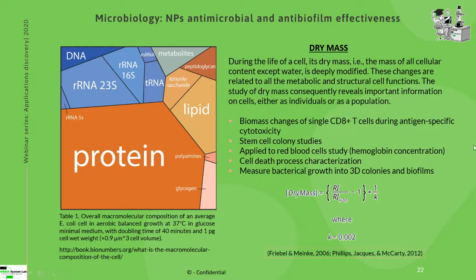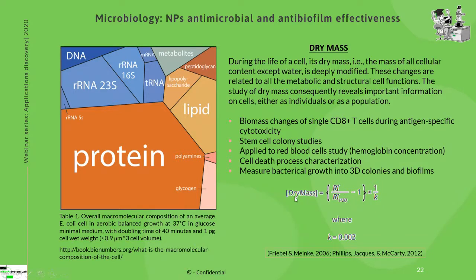change the biomass. And as well, if you apply it to hemoglobin in the red blood cells, you can definitely determine the hemoglobin concentration through that. And also a really recent application demonstrated you can even study and determine cell death processes using the biomass change during the time. And if you apply it in bacterial growth, you can determine how much biofilm and 3D colonies are growing or being destroyed.